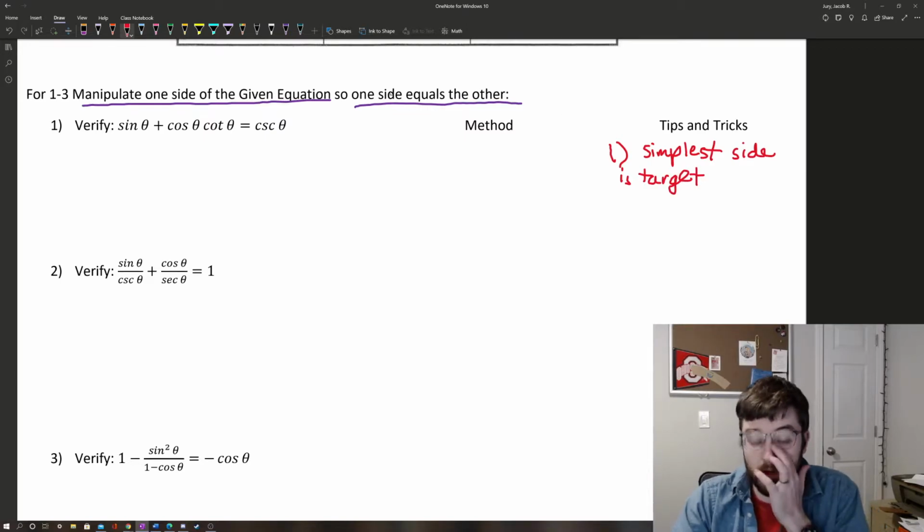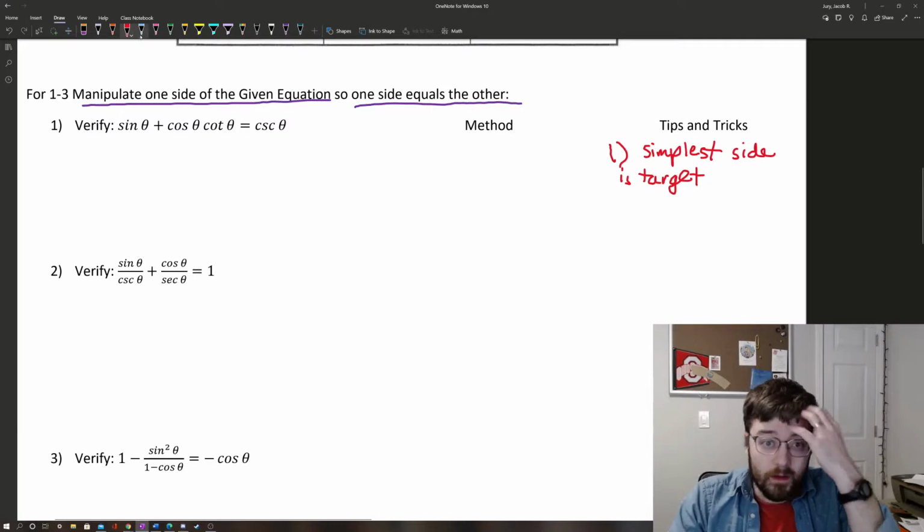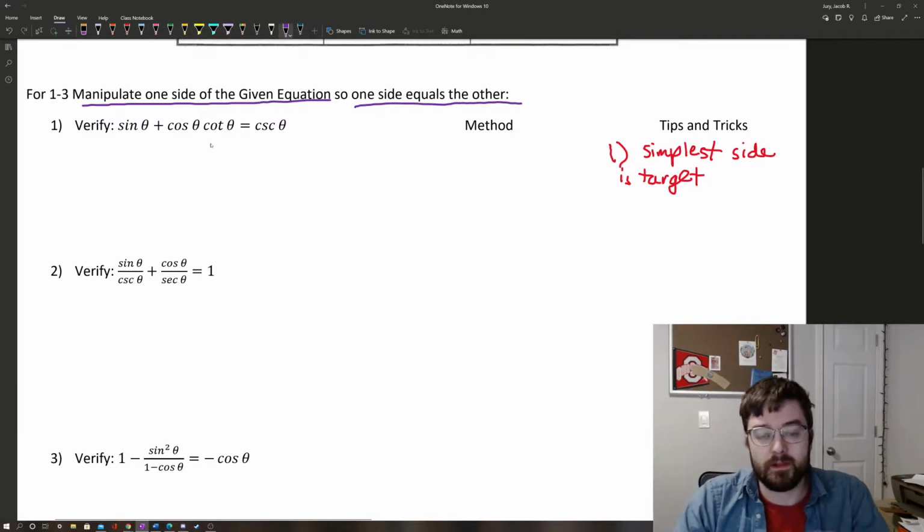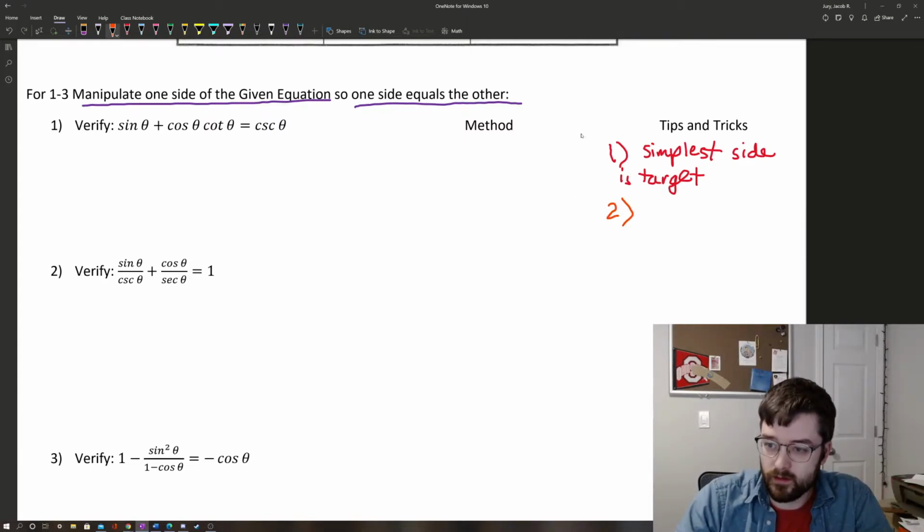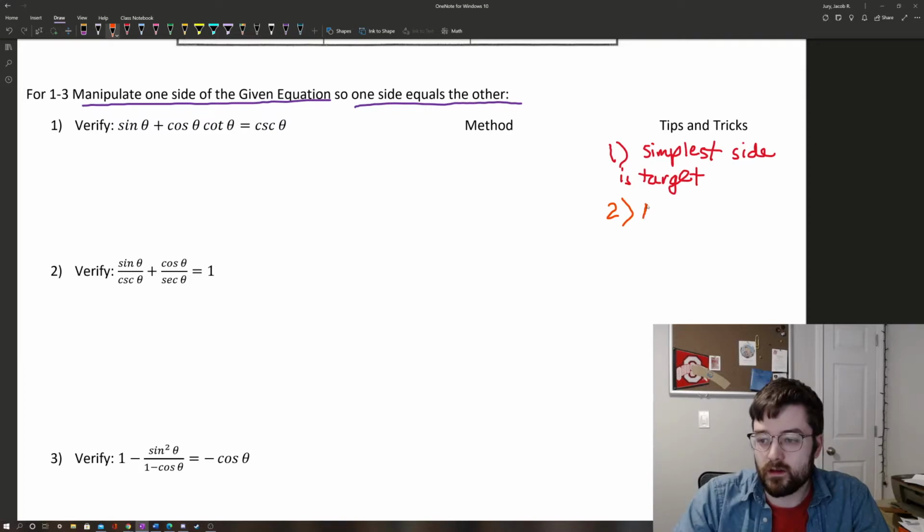So the simplest side of the equation is my target. The more complex one is the one you want to manipulate. So when we start manipulating this, we can think of a couple things. Are we going to do something with algebra, or are we going to do something with trig identities? So over here, for my tips and tricks, I'm going to put algebra. So we can simplify with algebra, or we can simplify with trig.